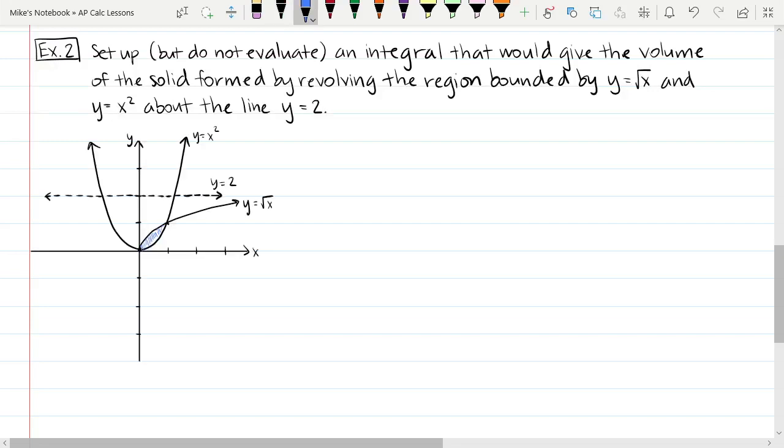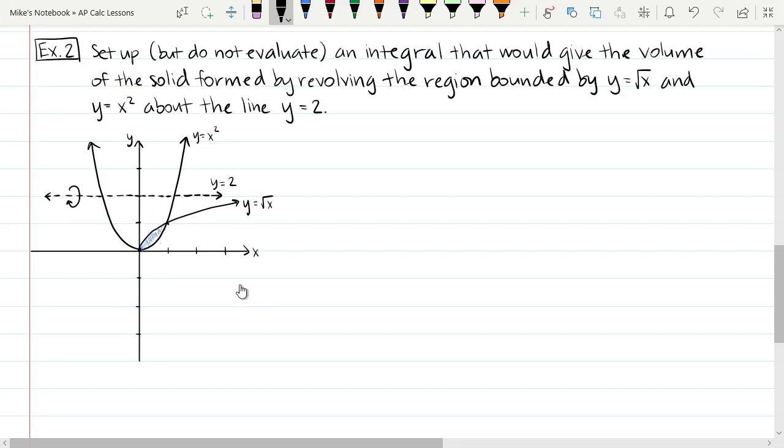Okay, so this time the region looks like this. It's this tiny little sliver down here in blue. So we have y equals the square root of x. We have our parabola y equals x squared. But again, this time we're revolving around this line y equals 2. Now it's still a horizontal line, so that means we are still going to be perpendicular to the x-axis. So everything is still supposed to be in terms of x.